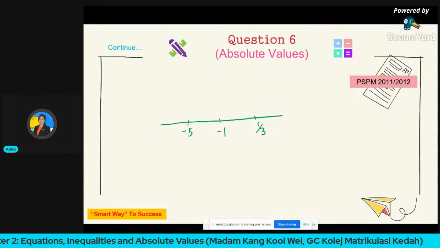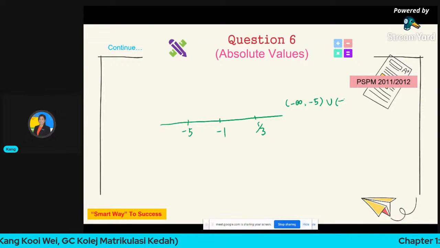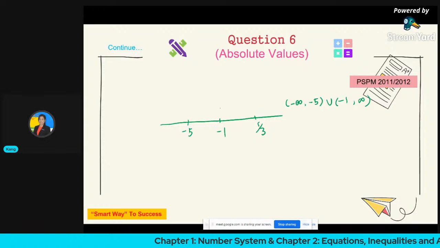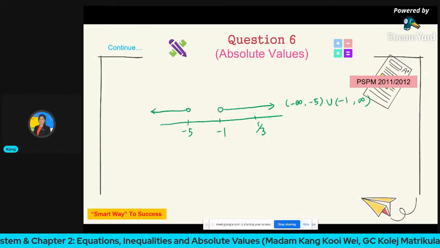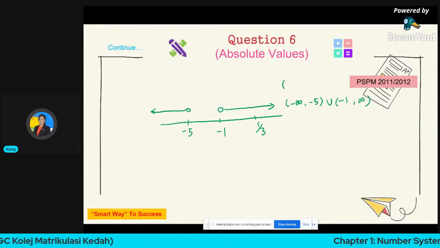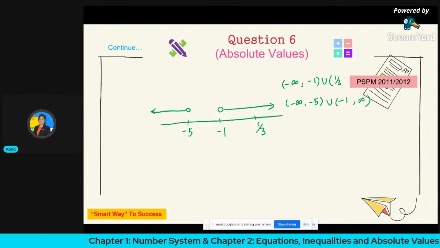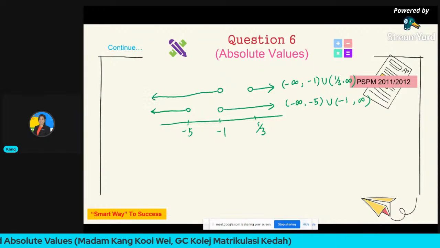For our first final answer, just now we have -infinity until -5 union with -1 until +infinity. So our number line will start from -1, not included, until +infinity, then -5 until -infinity. Then for the other final answer from the other inequality, it is from -infinity until -1, then from 1/3 until +infinity. So you just draw your number line, 1/3 until +infinity, -1 until -infinity.